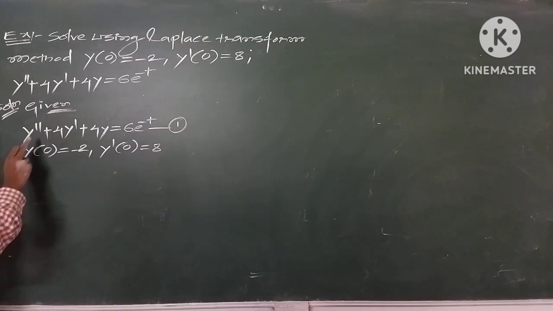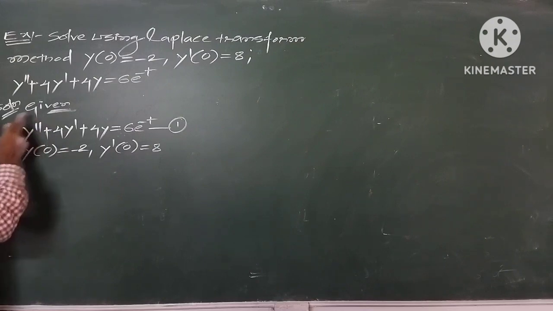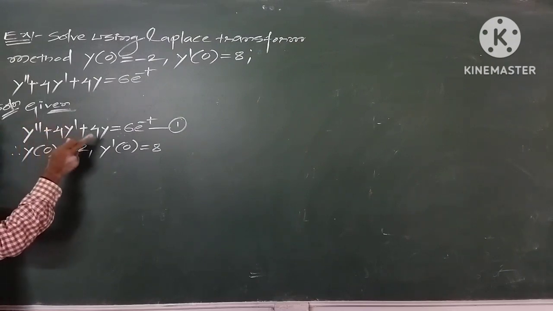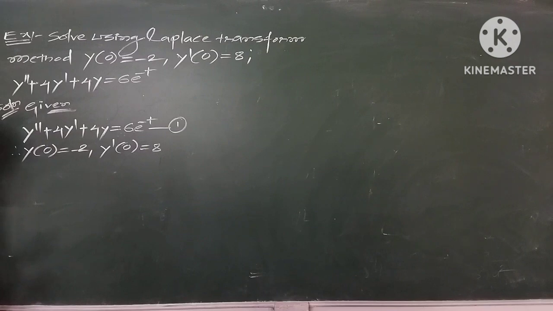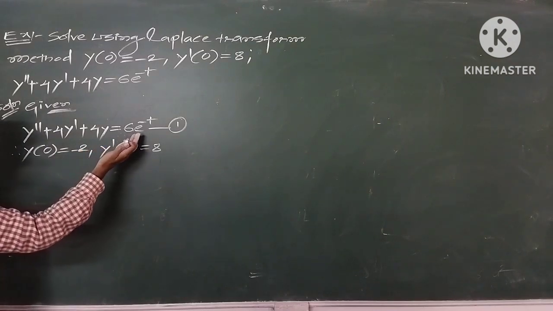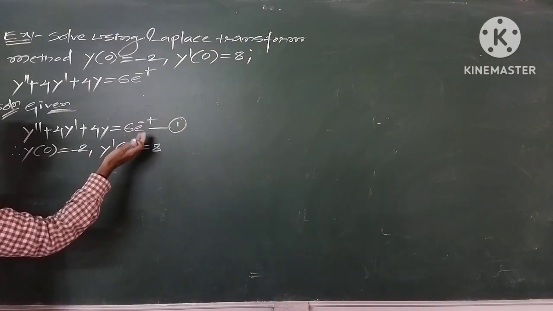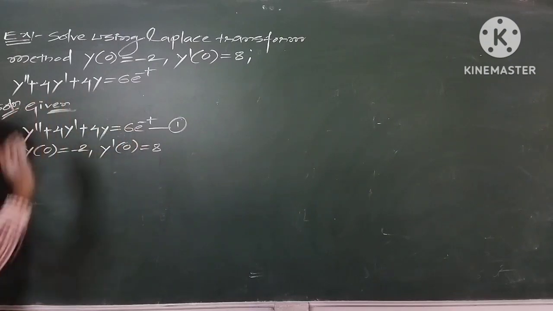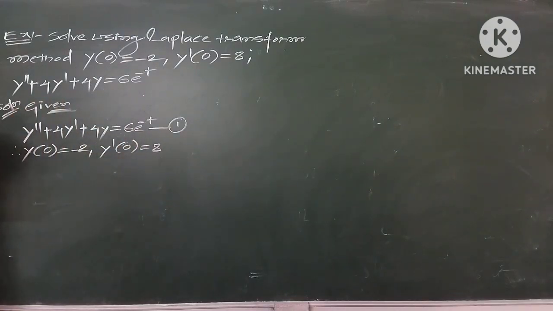So now see, it is a second order differential equation, because we are having y double dash, and it is a non-homogeneous differential equation because we are having 6 into e raised to minus t on the RHS side. So that's why we are telling it as a non-homogeneous linear differential equation.